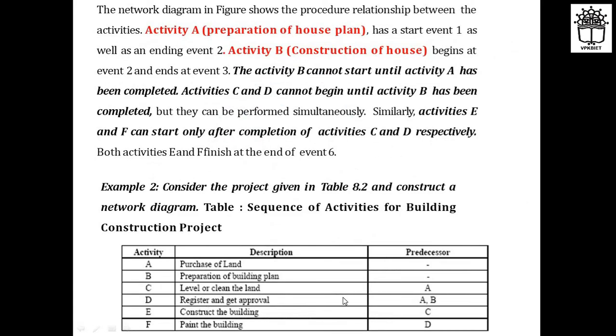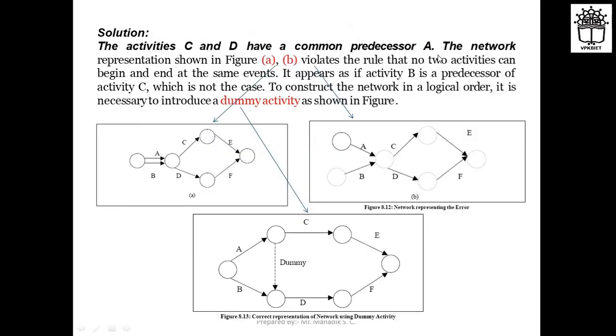That means for this activity you can see C and D. The common predecessor is A for C, and for D it will be A and B. These are the two predecessor activities for D. So let us try that. The network representation shown in A, right? You can draw this type of network also.